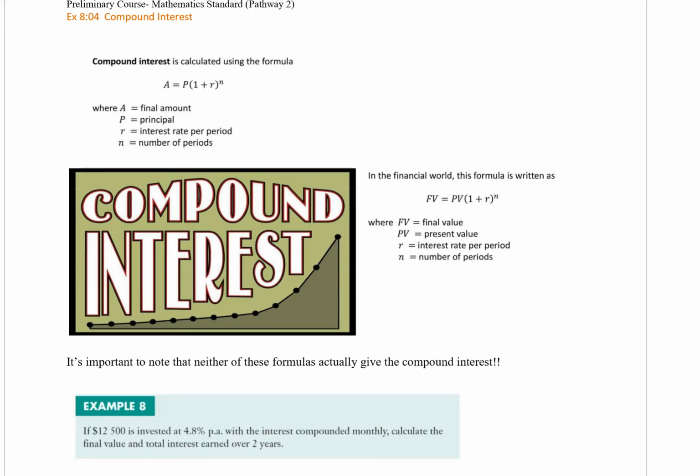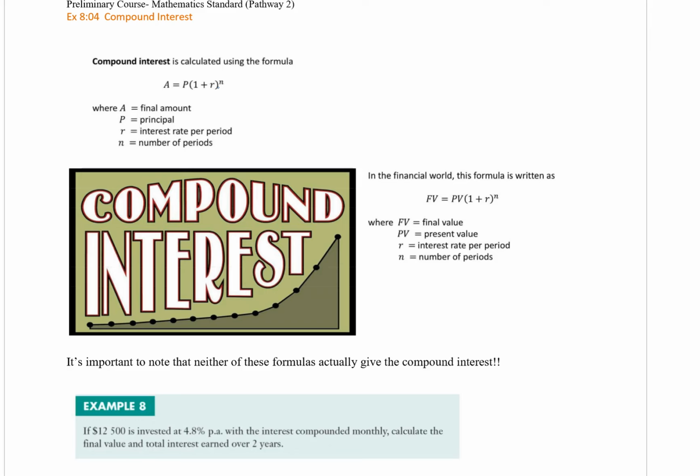Now in exercise 804, we look at compound interest, and compound interest is different in at least 3 different ways to simple interest, and you really must think about the ways in which it's different. So if we look at the formula for compound interest, it says it's calculated using the formula A equals P times 1 plus R to the n.